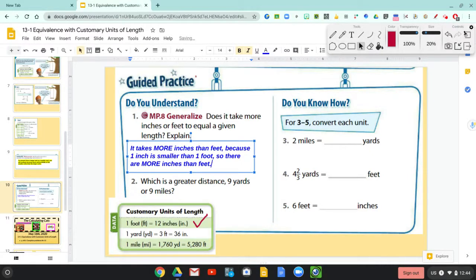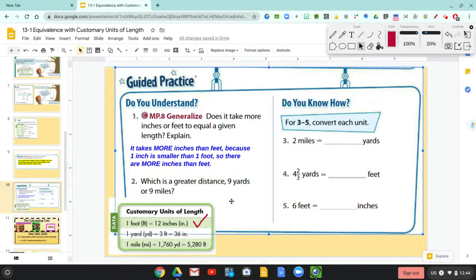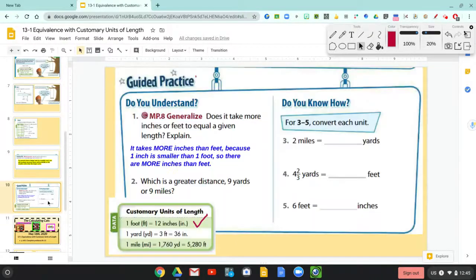So hopefully it's something like that. It doesn't have to be exact. And let's take a look at number 2. Which is a greater distance, 9 yards or 9 miles? Well, hopefully just from your common sense you know that yards are shorter than miles.